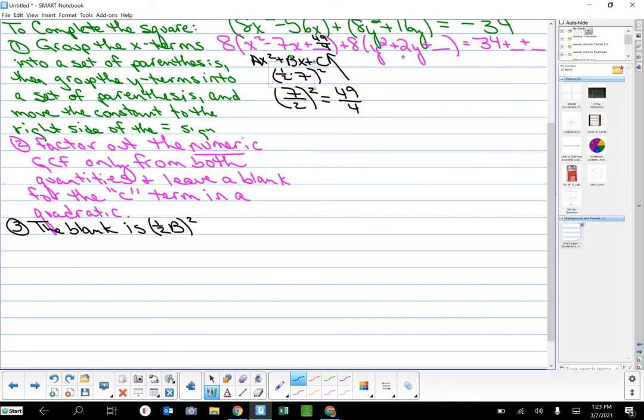Okay, this one's a little bit simpler. This one we're going to take 1/2 of 2 and square it. Well, 1/2 of 2 is 1. Squared is still 1. And that's what's going to go right there.